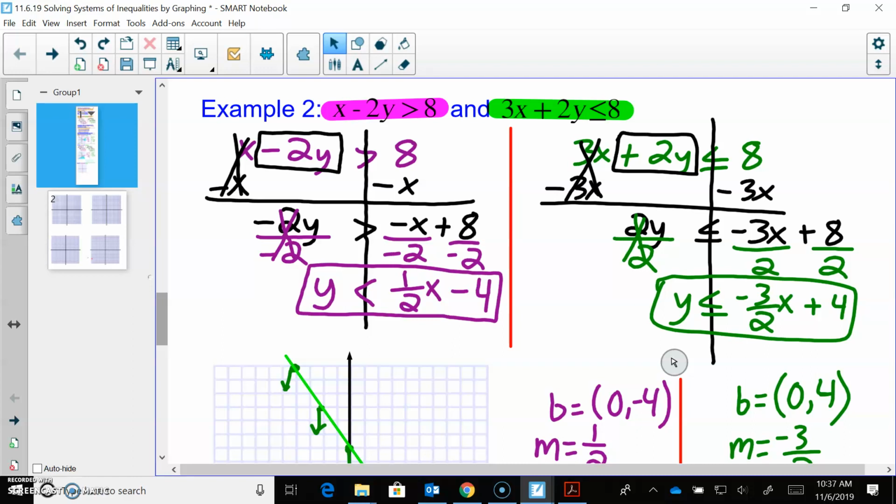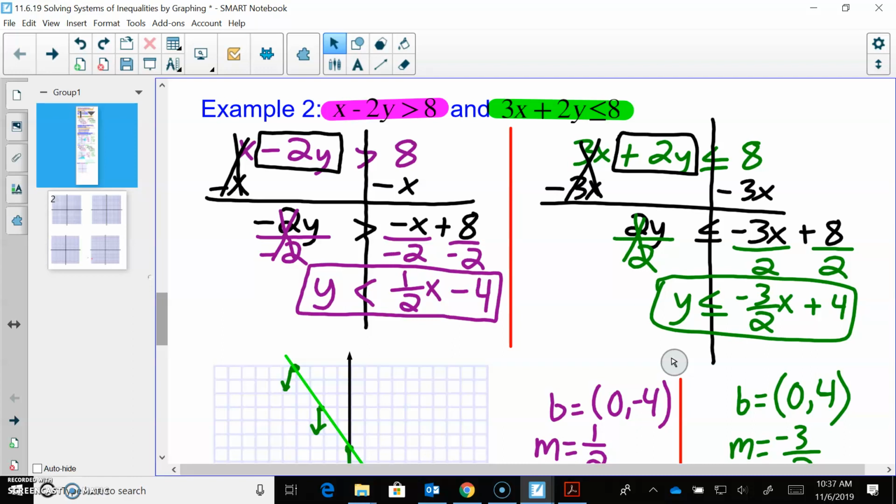When I do negative x divided by negative 2, two negatives give me a positive. I can rewrite x over 2 as 1 over 2x. Okay? When I do 8 divided by negative 2, I get a negative 4. So that takes care of my inequality, and now I've got it in y equals mx plus b format. So I have to now move over to the green inequality and do the same thing.